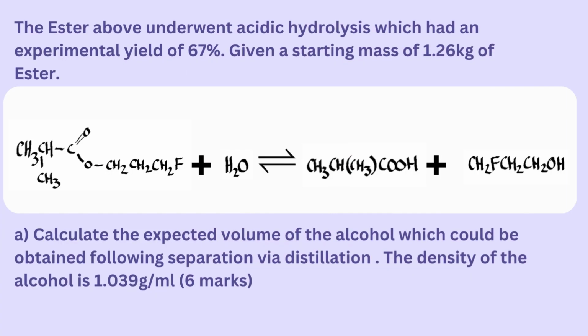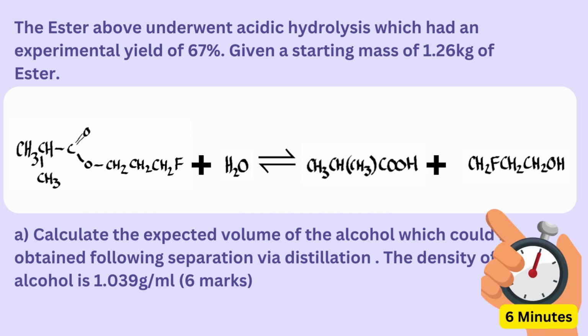All right, time for another challenge. This is part of an extended calculation, and the rest, of course, can be found on my Teachers Pay Teachers. Given a hydrolysis reaction equation, which is only 60% efficient, and with a starting mass of 1.26 kilograms of the ester, we are asked to determine the final volume of alcohol which is formed. Take into account the density of the alcohol as you do this. It's a 6-mark question, so use that many minutes and give it a shot.